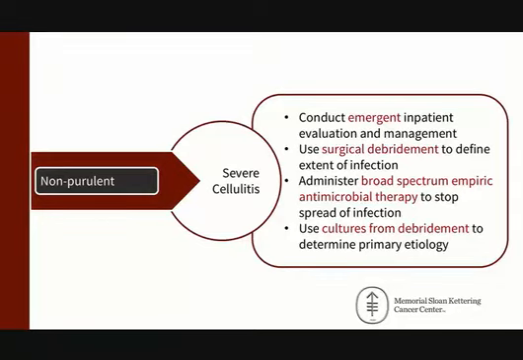Any patient diagnosed with a severe non-purulent cellulitis requires emergent inpatient evaluation and management with surgical debridement to define the extent of infection and empiric antimicrobial therapy to stop the spread. In such cases, broad-spectrum empiric therapy is necessary, including anti-MRSA gram-positive coverage and anti-Pseudomonal gram-negative plus anaerobic coverage. Cultures should be sent from any surgical exploration to determine primary etiology, monomicrobial versus polymicrobial, which will ultimately dictate targeted therapy.